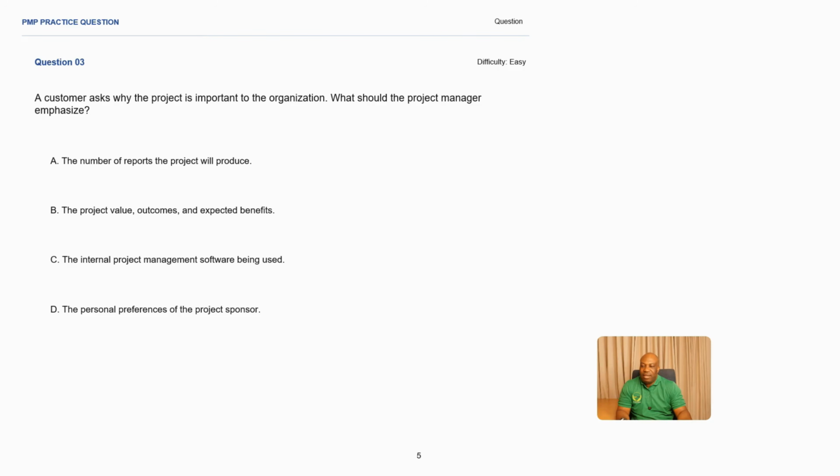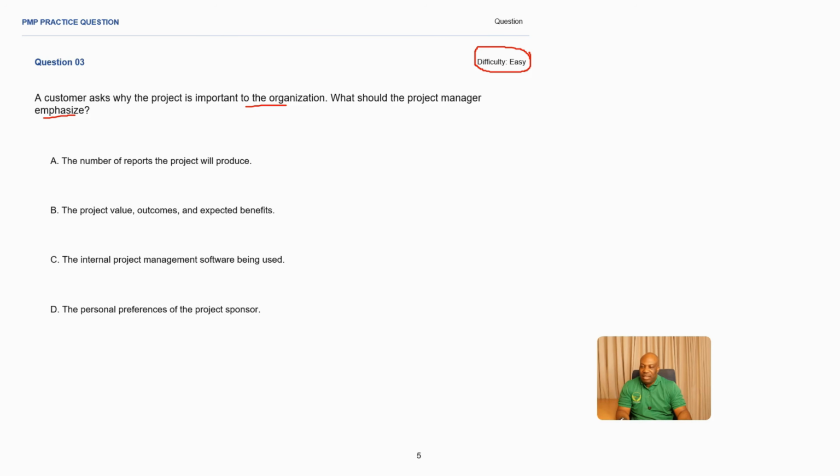Practice question number 3. A customer asks why the project is important to the organization. What should the project manager emphasize? Okay, so I consider the difficulty here to be easy. A customer is asking why the project is important to the organization. So what is the project manager supposed to emphasize?